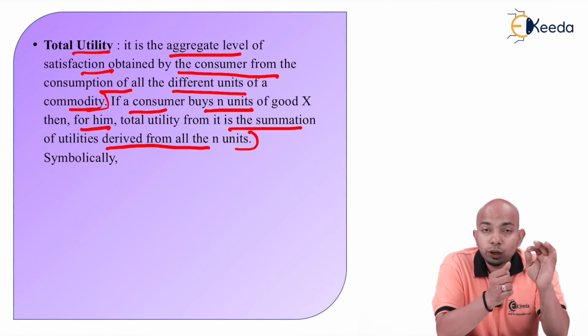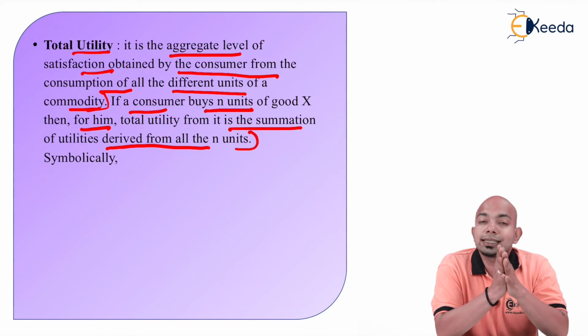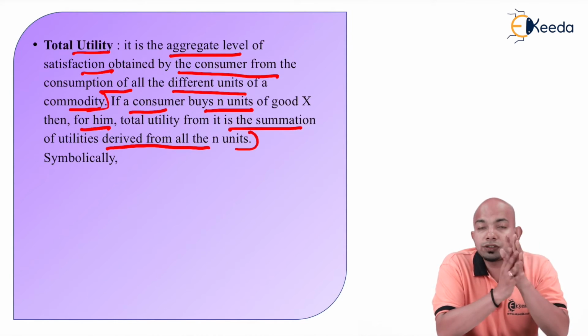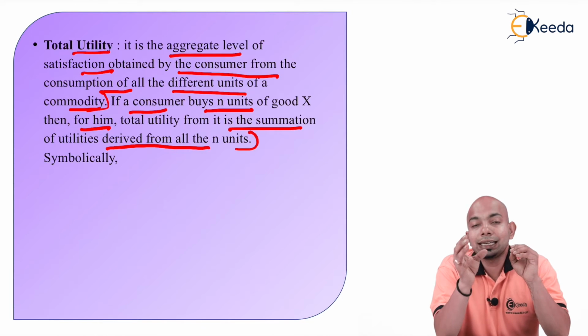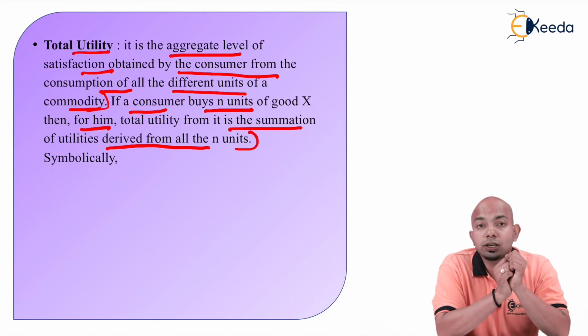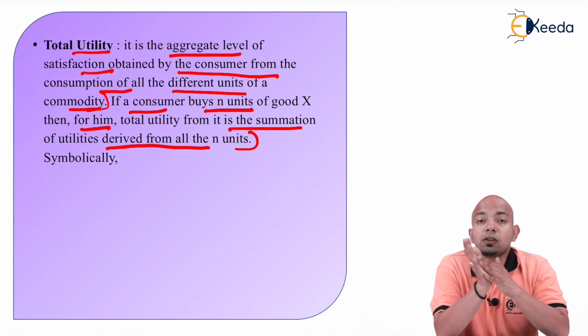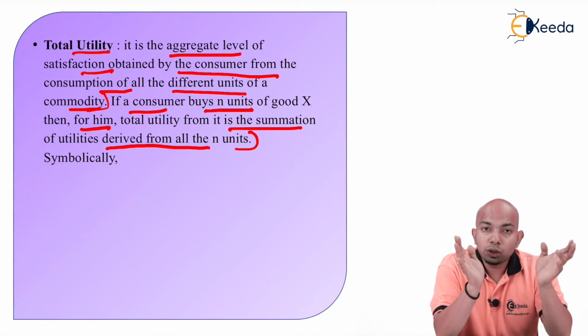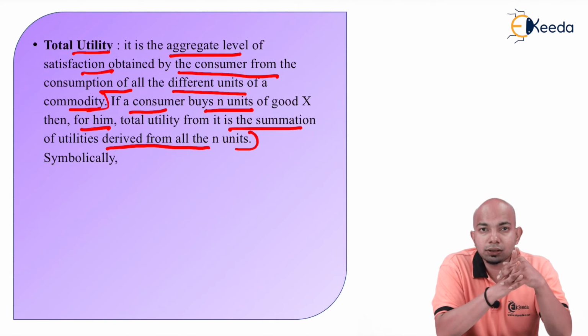That means if, for example, n is equal to 10, the first unit of product x that you consumed, whatever level of satisfaction you got there, you have noted that. Second, then the next satisfaction level, third unit, next satisfaction level. So whatever satisfaction level you have had for all these 10 units, you just add it, and whatever answer you get there, that is the total utility that you have figured out.